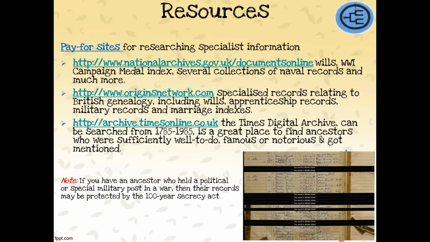And again, as we mentioned, if you have an ancestor who held a political or special military post in the war, then their records may be protected by the 100-Year Secrecy Act. Now, I'm not sure whether these people in the picture were part of the people I just mentioned, but you can see the black lines have been scored through. This record is officially closed, which means they may have served, they may have had special military posts, or they may have been people that they cannot release the information on yet.